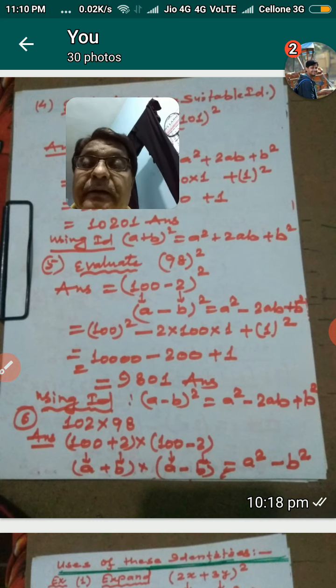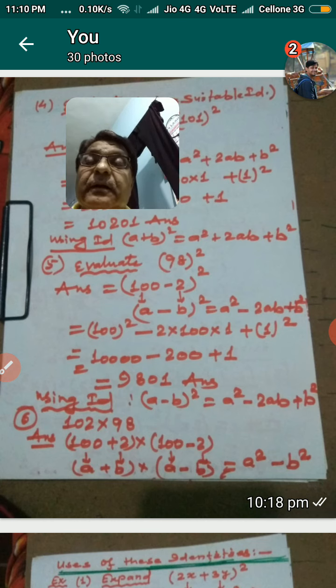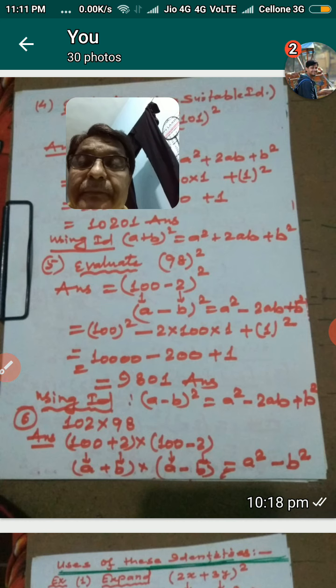So now take 100 as a and 2 as b, put a minus sign between them and make whole square, then it will be in the form of (a minus b) whole square, and you know what is equal to (a minus b) whole square. So your answer would be a square minus 2ab plus b square. Now treat 100 as a and 2 as b and set it in a square minus 2ab plus b square. Finally you will get 9801. This is the value of 98 whole square.